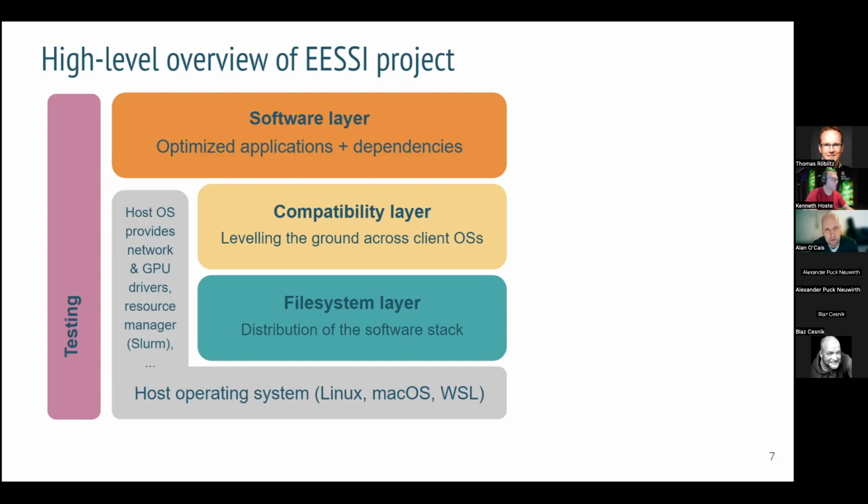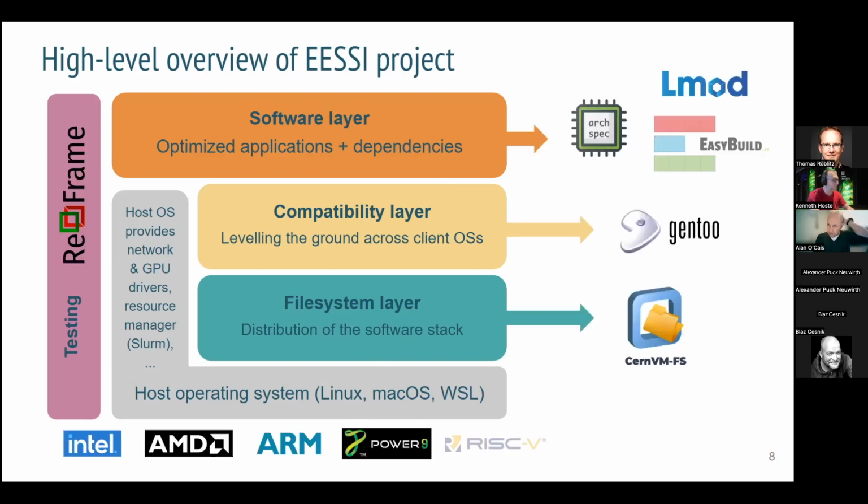And then on top of those, we have the software layer. The software layer is where we have all the optimized applications and all the dependencies for all the applications that people might want to use. And then we have testing on the left-hand side here. We have testing across the range of the three layers, right, to make sure that everything is working correctly. This is all facilitated by lots of open source software.